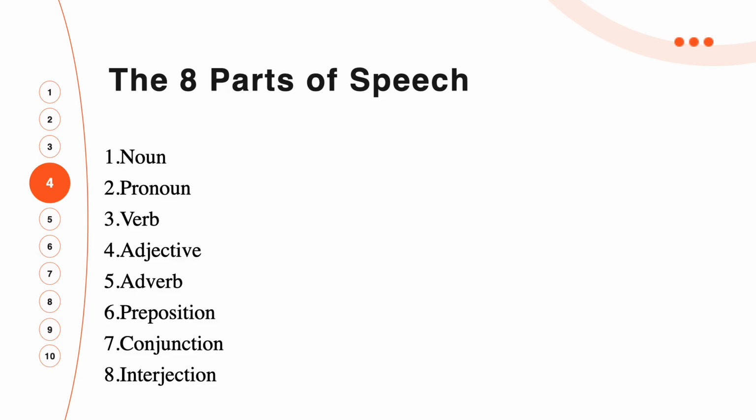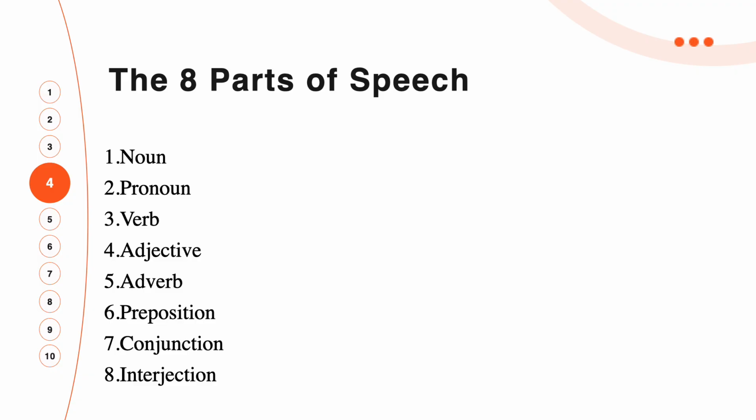English grammar mainly divides words into 8 parts of speech. Let us understand them briefly and also see why we use them. First is noun. A noun is used to name a person, place, thing, or idea. We use nouns because communication requires naming things. For example, teacher, city, phone, and happiness.